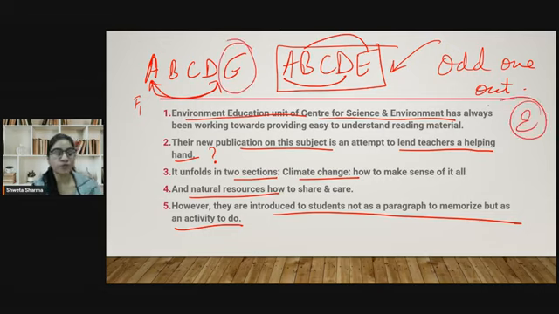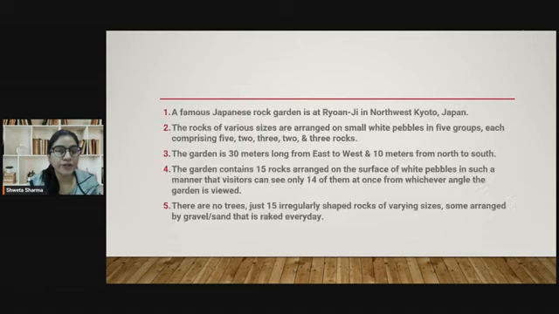I could see most of you answered it correctly. Yes, the answer has to be E, which is the odd man out, because it talks about a contradiction. They're introduced to students not as a paragraph to memorize, but an activity to do. So why would I talk about what kind of impact it creates on students? It's anyway not my forte here. I do not have to check what impact it has on students. I'm talking about how it is a helping hand to teachers, and that has been reflected in climate change and natural resources.